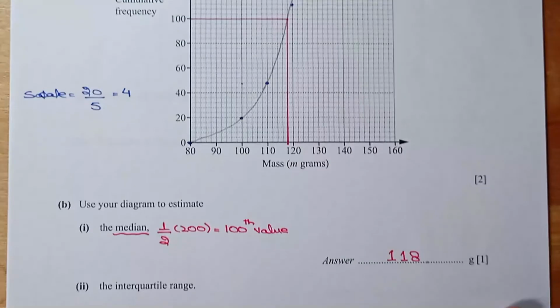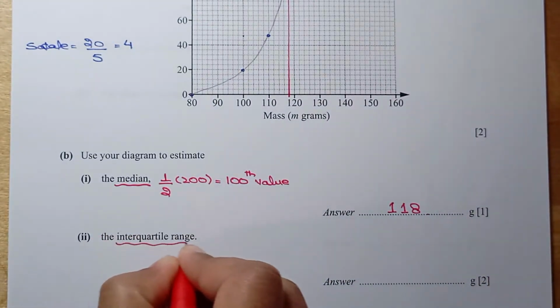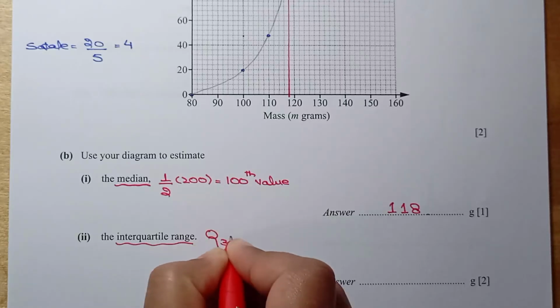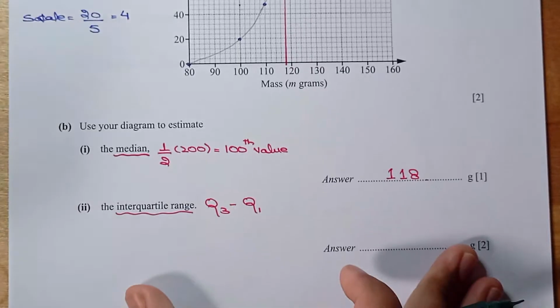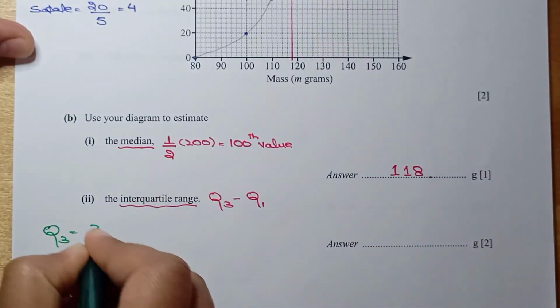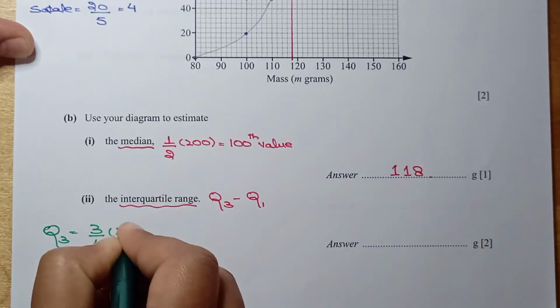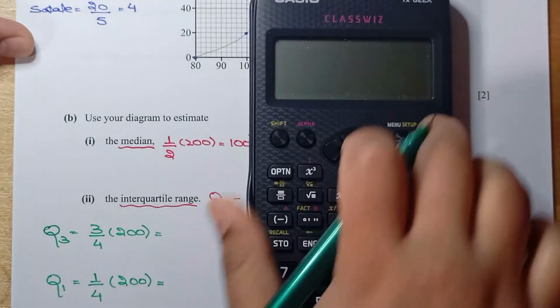Right. Now for the second part, we need to find the interquartile range. Interquartile range we know is Q3 minus Q1. So first we need to find Q3, that is the upper quartile. Q3 is 3 by 4th of the value, and Q1 is 1 by 4th of the value. So let me write down 3 by 4 of the value and 1 by 4.